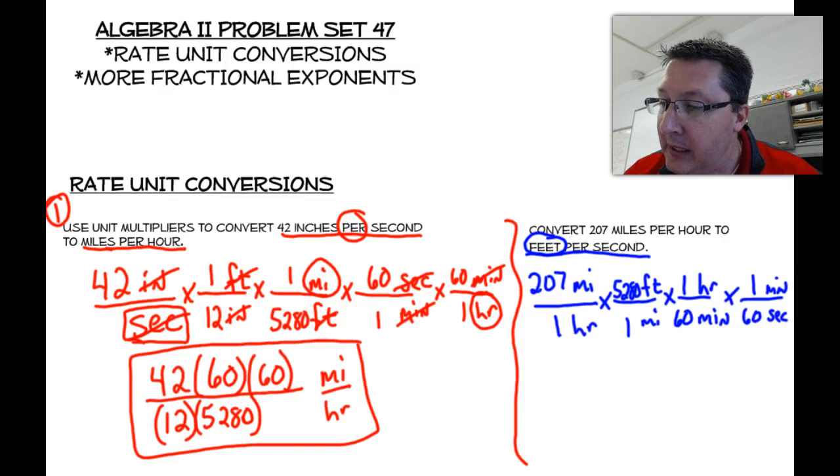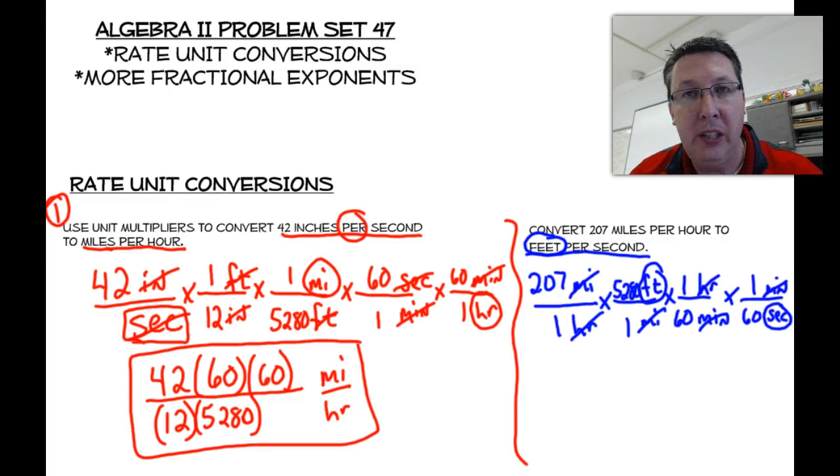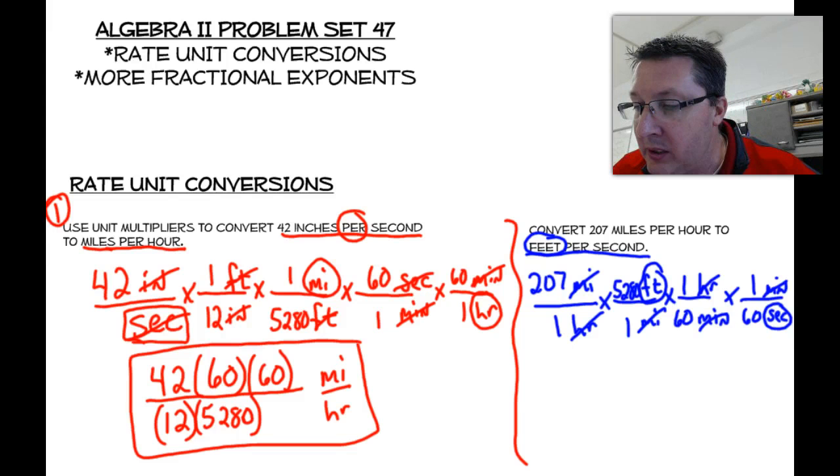All right, units cancel, miles cancel, I have feet. Hours cancel, minutes cancel, I have seconds on the bottom. Feet over seconds is feet per second. That's what I want. So now I put it all together.